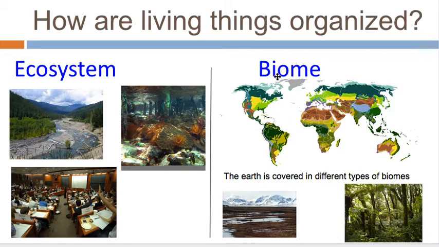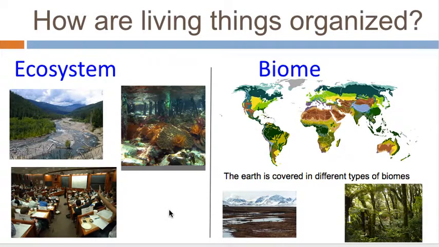Then we have a biome. A biome is basically multiple ecosystems put together. So the Earth is covered in different types of biomes. Okay, so we have grasslands, we have plains, we have forest, we have desert, we have mountain ranges, we have wetlands. So we have all different types of biomes on the surface of the earth. This is a picture showing you all the different types and where they are located.